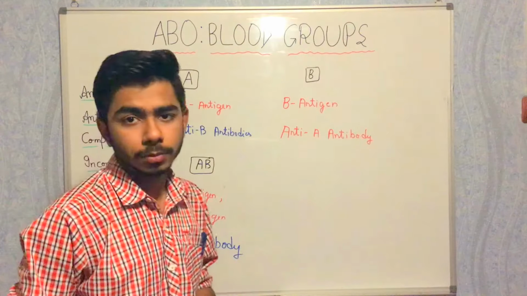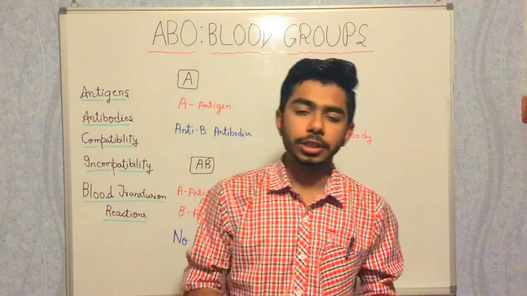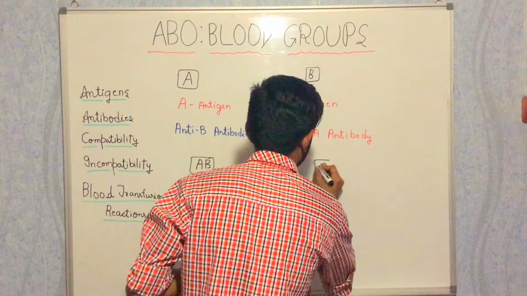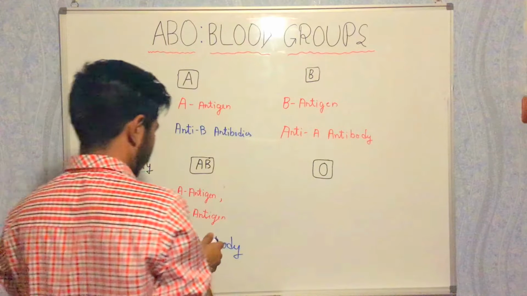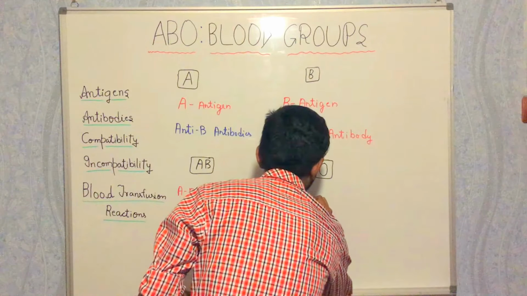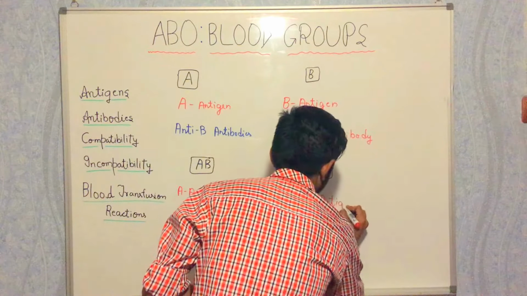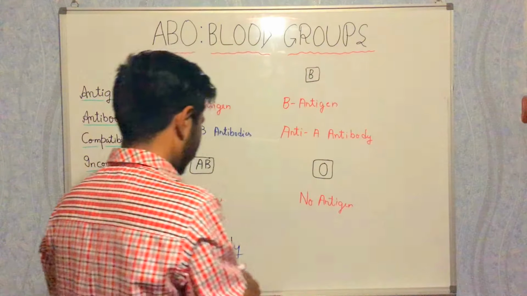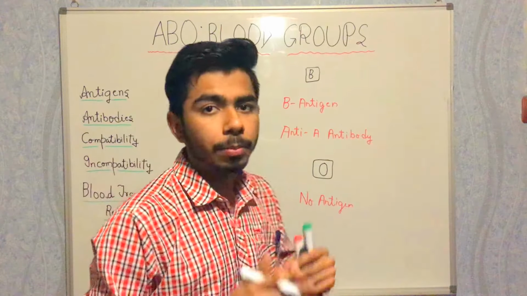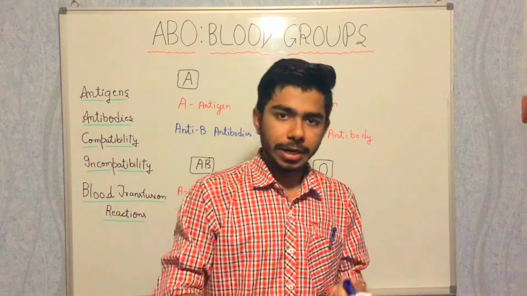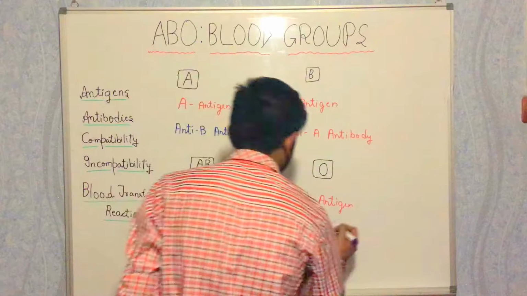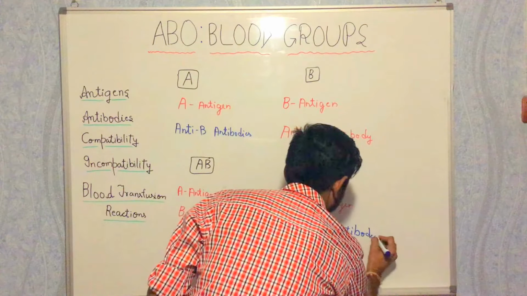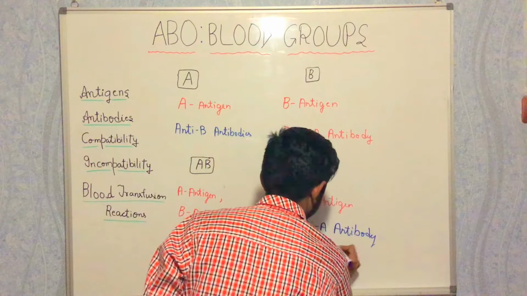Now if we talk about blood group O, blood group O does not have any antigen, that's why this blood group is named O, which means no antigens. Now if we talk about the antibodies, blood group O will have both the antibodies in their blood, that means it will have anti-A antibody as well as anti-B antibody at the same time.